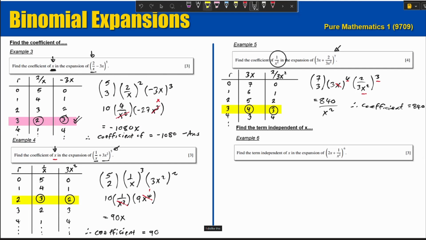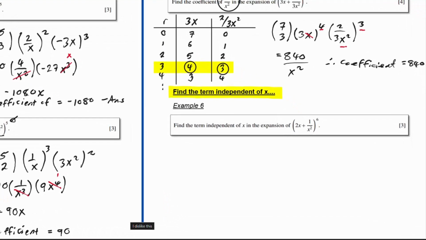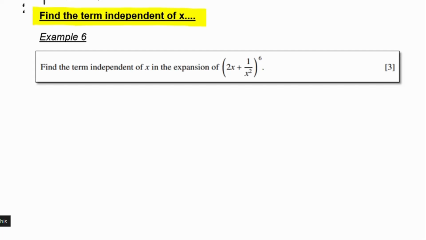Let's move on to another set of questions in which you're asked to find the term independent of x. So we have here example 6, the question saying, find the term independent of x in the expansion of 2x plus 1 over x squared raised to the power of 6. Now, a term independent of x is a term that does not have x in it. All right, so we're going to make our little table here.